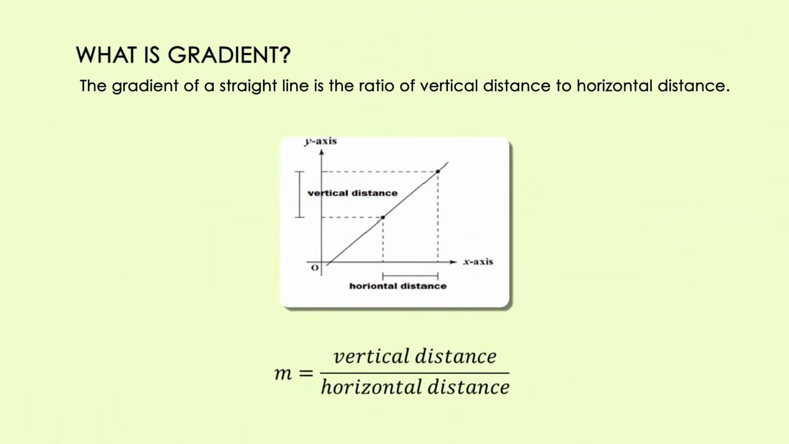The gradient of a straight line is also the ratio of vertical distance to horizontal distance. The vertical distance is the changes in y, and the horizontal distance is the changes in x. In mathematics, we state the gradient of a straight line with notation m. So, the gradient, or m, equals the vertical distance divided by the horizontal distance.